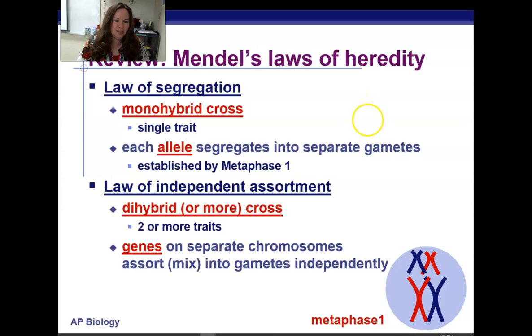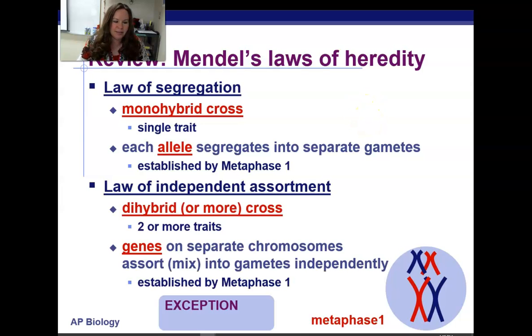The law of independent assortment is shown with the dihybrid crosses, and it shows that genes are independently inherited and usually not linked, with the exception when they're really close together on the same chromosome, that they may cross over together all the time and look like they're linked.